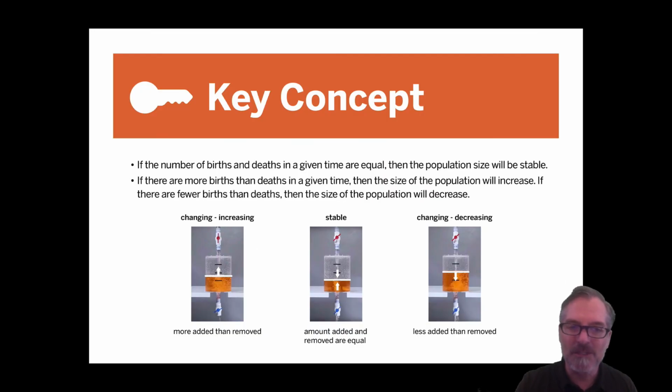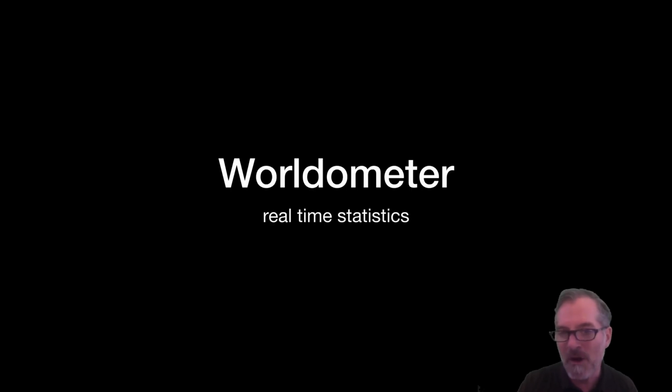So the key concept is if the number of births and deaths in a given time are equal, then the population size will be stable. If there are more births than deaths in a given time, then the size of the population will increase. If there are fewer births than deaths, then the size of the population will decrease. And these pictures, go ahead and take a look at those, kind of represent that as a model.